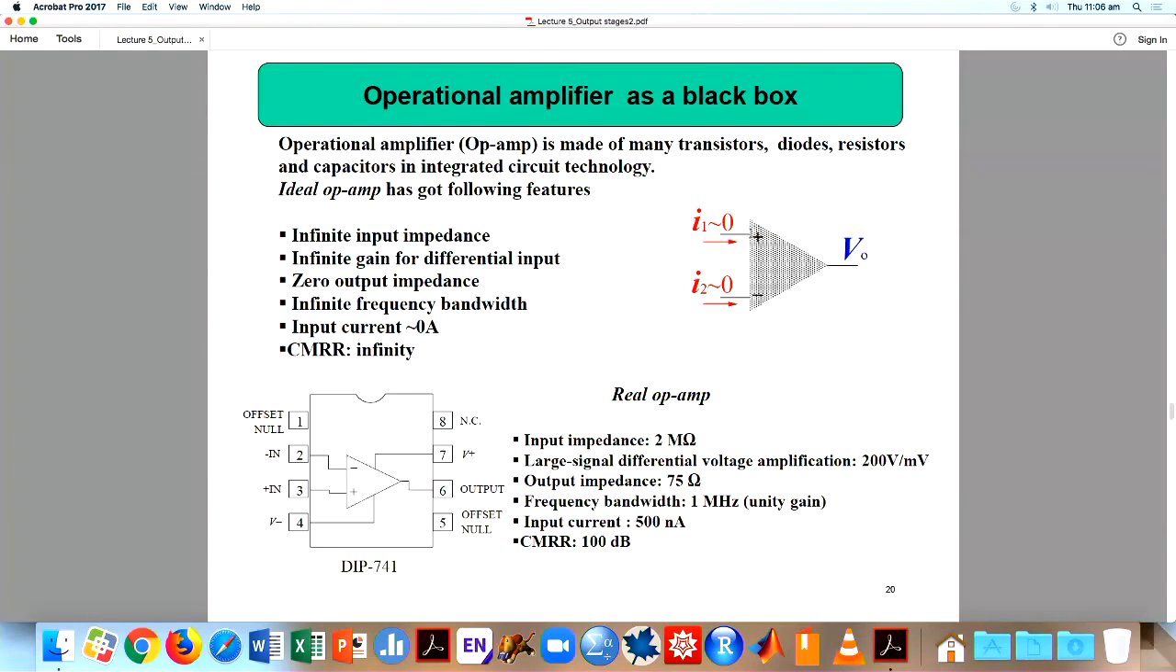Then the current going into the op amp is approximately equal to 0. For an ideal amplifier it is equal to 0. Then CMRR, the common mode rejection ratio, is not possible to get with your simple amplifier. So that's the reason we have designed this operational amplifier. That is important. That's the reason in the lecture I was designing the operational amplifier, and then we studied each block.